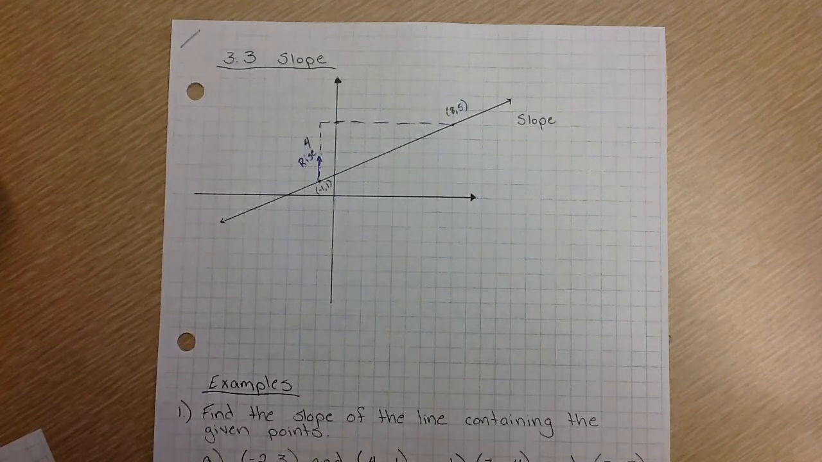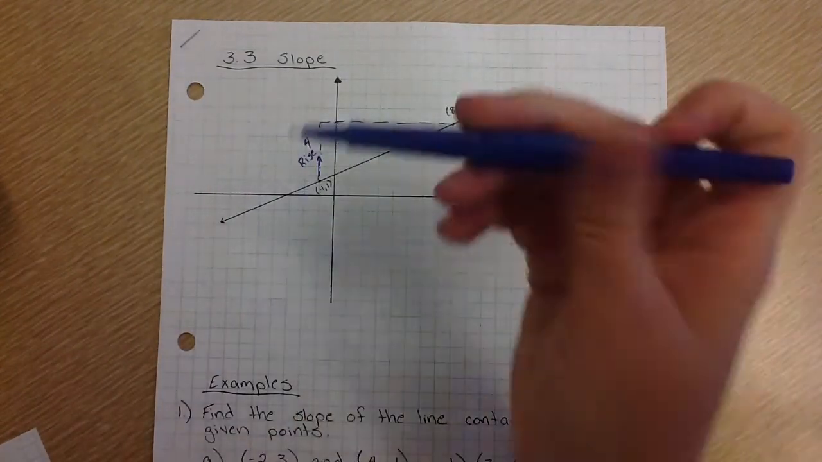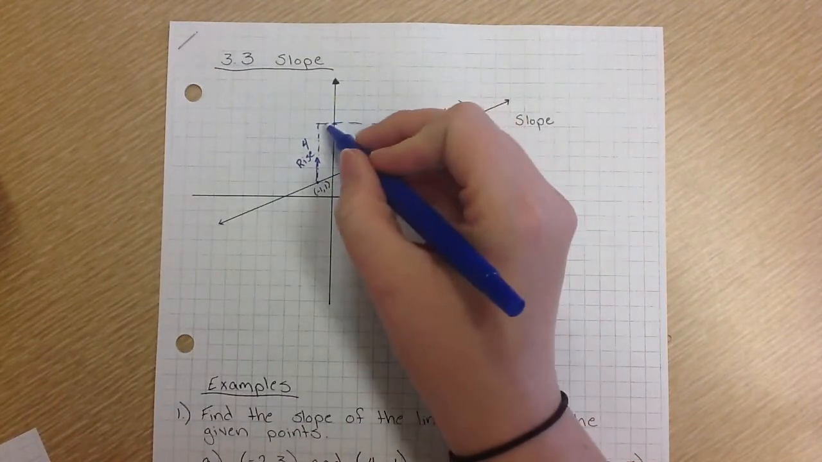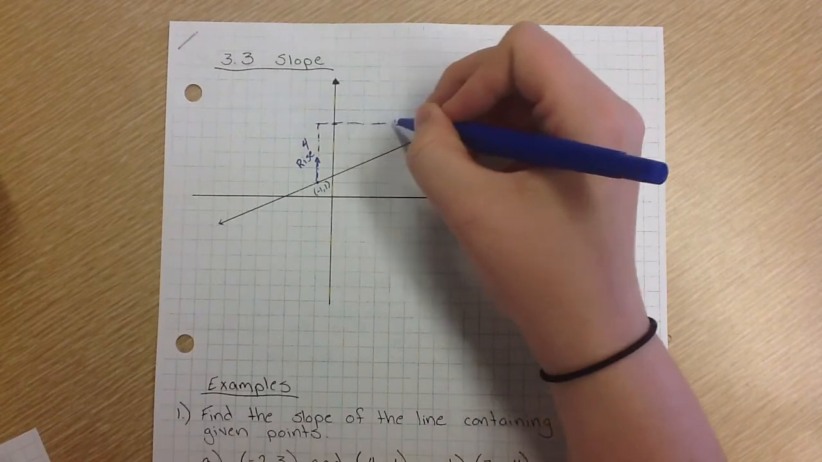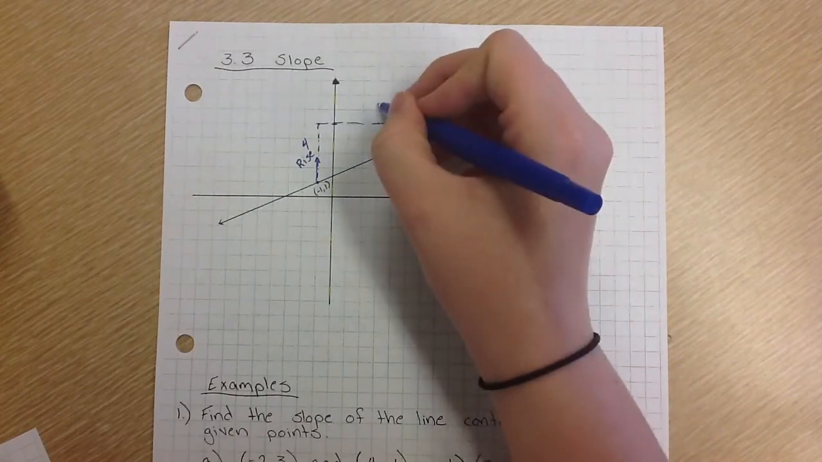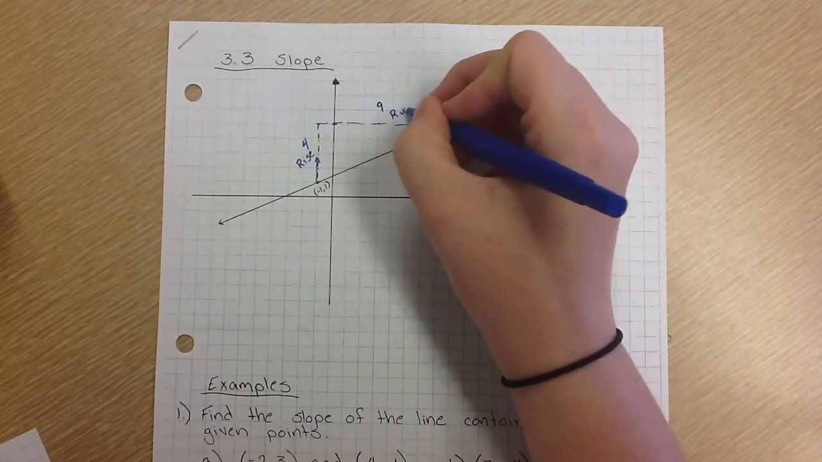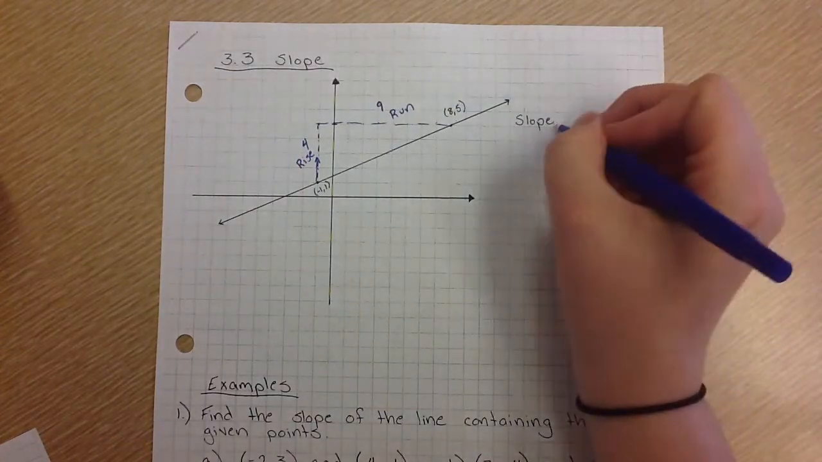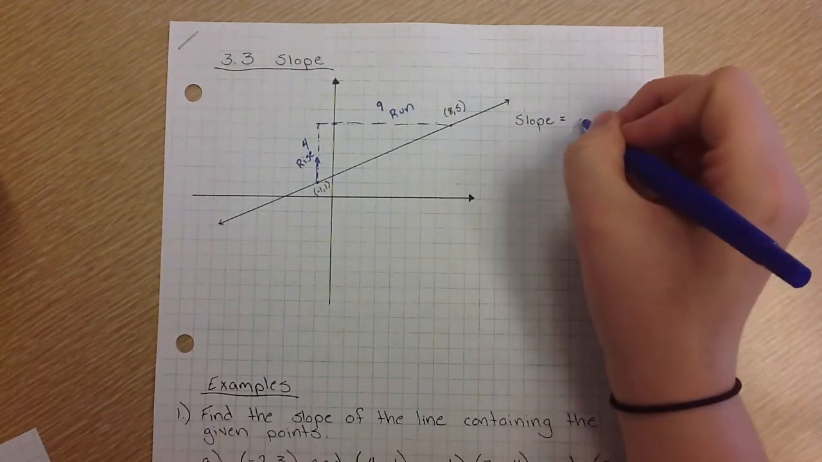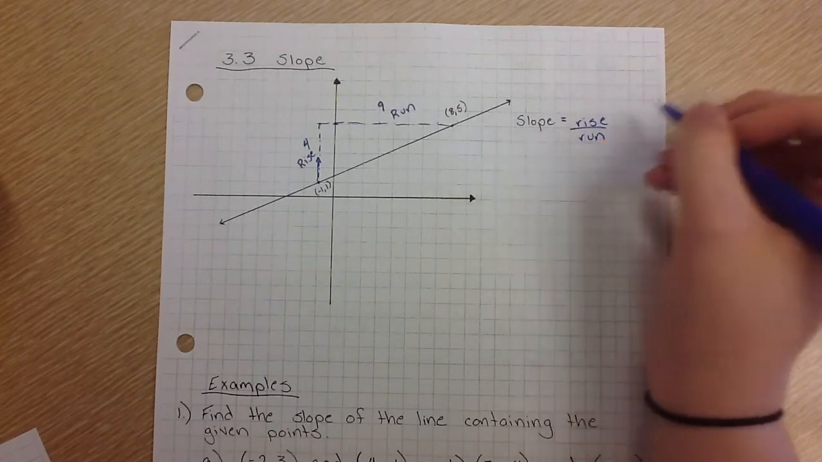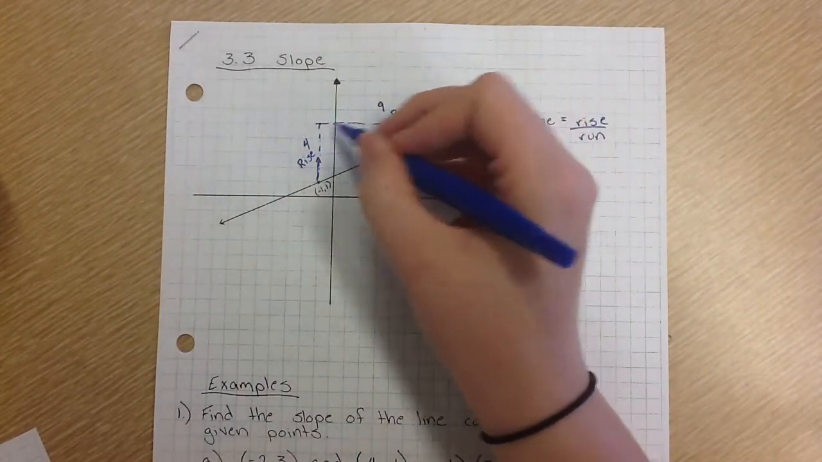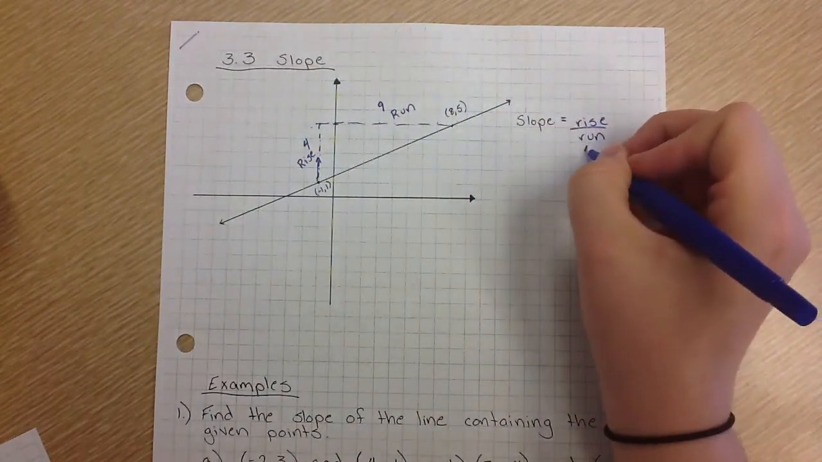Now for the run, I'm looking for how far over do I go to get from this point to this point. My run would be in this case 1, 2, 3, 4, 5, 6, 7, 8, 9. My run is 9. So slope is our rise over our run. Our rise over our run is 4/9.